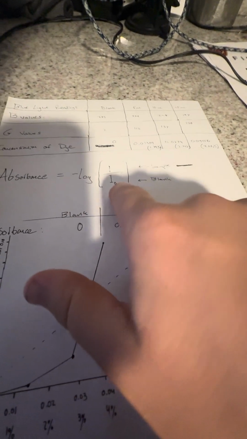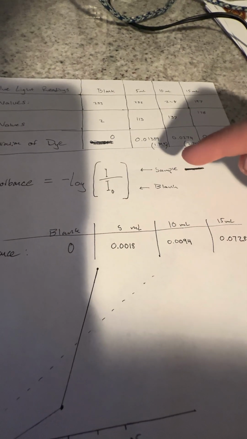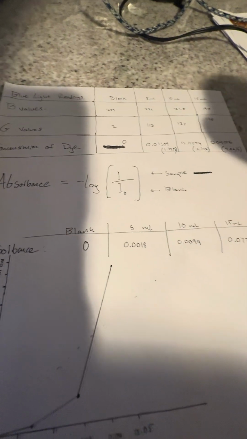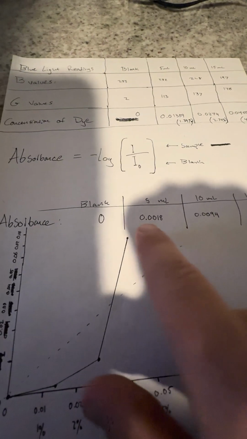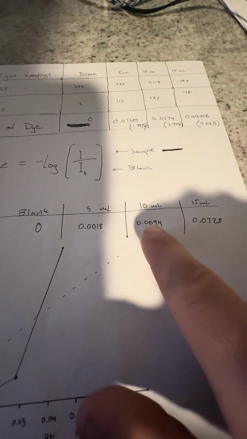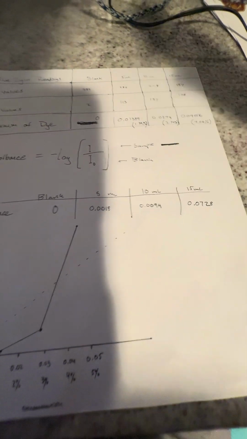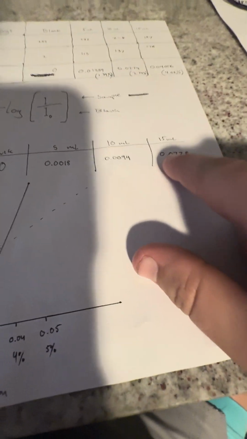Using the absorbance formula right here, meaning negative log of sample over blank value. Here's my data for absorbance. So we have the 5 mLs had very, very low absorbance, 0.0018. 10 mLs had 6 or 7 times that at 0.0094, and then the 15 mLs had to the power of 10 almost times that absorbance. So clearly the more dye, the more absorbance, which is consistent with what we'd expect.